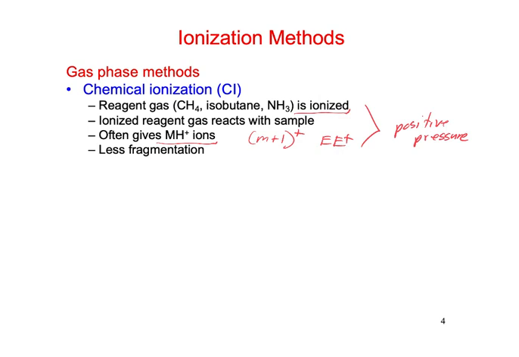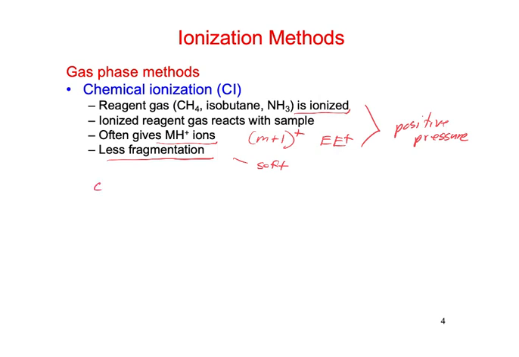All right, so this method gives us a lot less fragmentation, so we would call this a soft ionization method. All right, so here's an example of how this works. Methane is one of the common ones, isobutane, ammonia. There's a number of different reagent gases that you can use. And I think usually the selection of the reagent gas, there's probably a standard in some places, but you might just have more or less trial and error if you need to use something different.